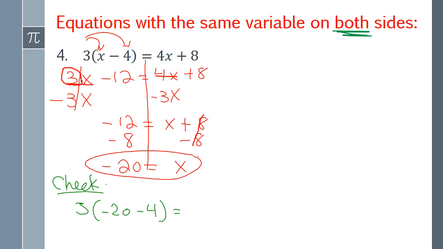Again, I can do the check to make sure my answer is correct by substituting every single x that I see with negative 20 and using the calculator to find the value of the right side and the left side. I'm going to find out that both sides are equal to each other, and this means that x equals negative 20 is the right answer for this problem.